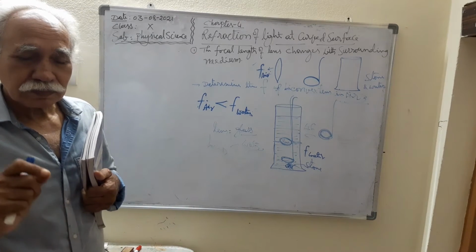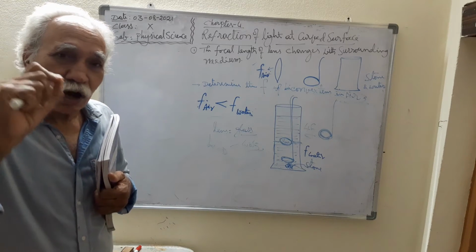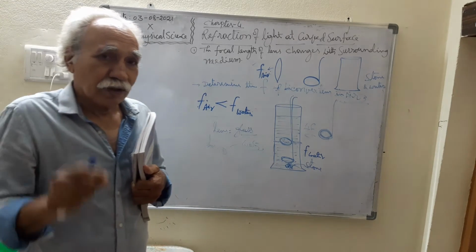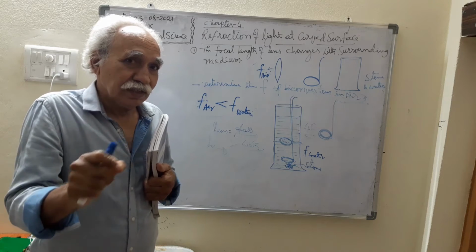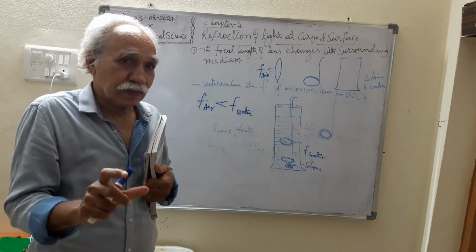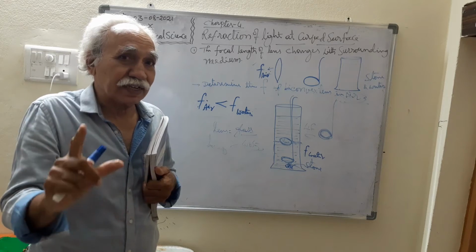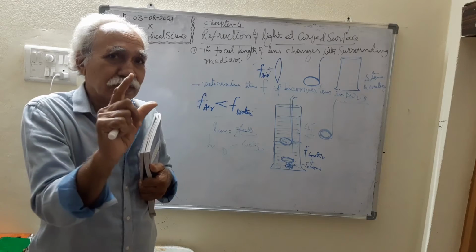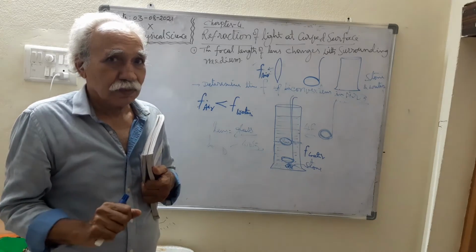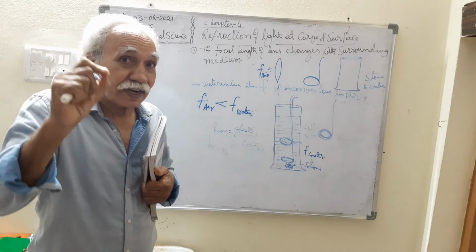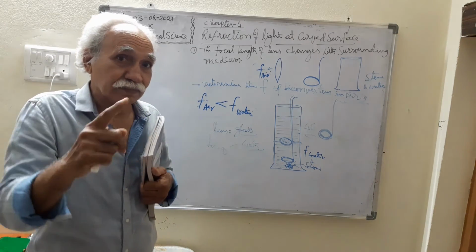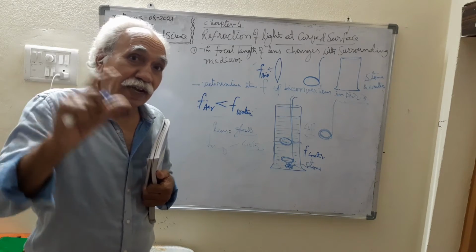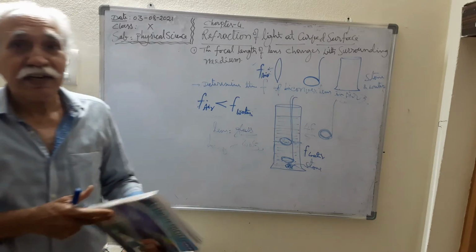If the optical density of the lens is less than the surrounding medium, the biconvex lens behaves like a concave lens. For example, an air bubble. An air bubble looks like a biconvex lens, but the air's optical density is less than the surrounding water. Therefore, that air bubble is acting as a concave lens, a diverging lens.